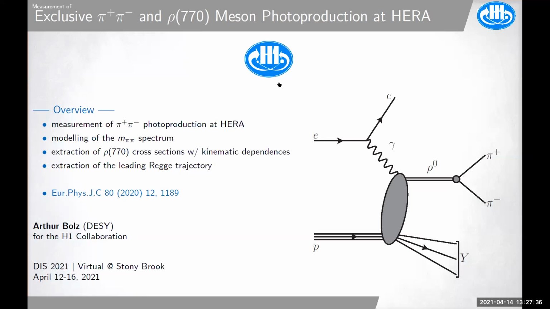Okay, go ahead. Okay. So thank you very much for having me here, and I'm quite happy that I can present an exclusive pi and rho-meson photoproduction measurement that we did at HERA with the H1 detector, and that we could publish last year. We already presented preliminary results on this two years ago at DIS. I will give a short introduction and present the measurement and some interpretations of the measured kinematic cross sections in the context of Regge theory.